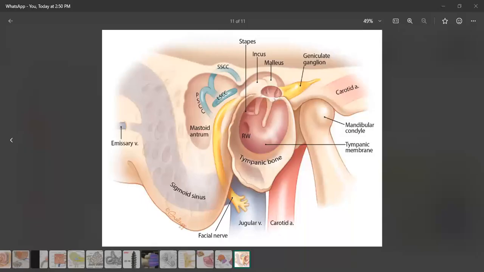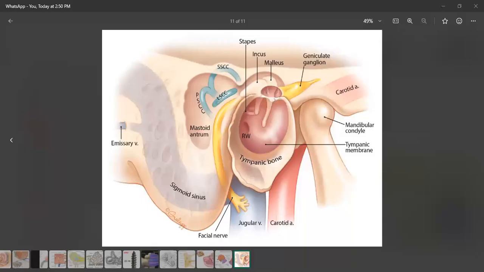Okay, so the pinna is formed by yellow elastic cartilage. Okay, so this is your pinna, and it is formed by yellow elastic cartilage, which is arranged in folds in such a way that you get this shape.